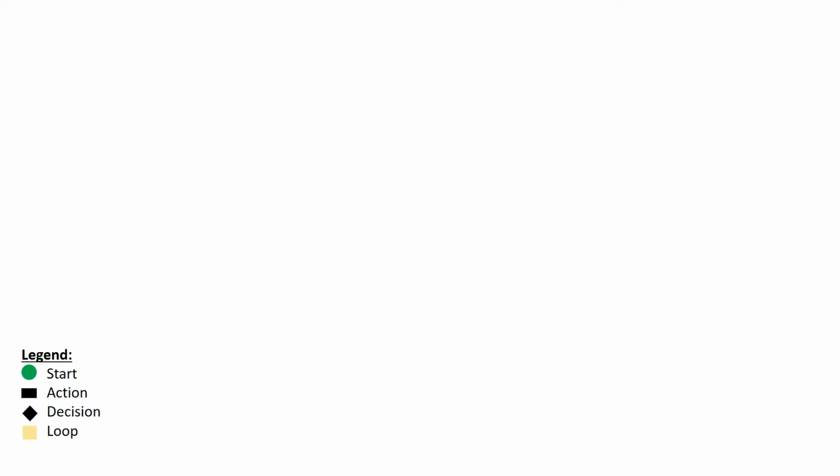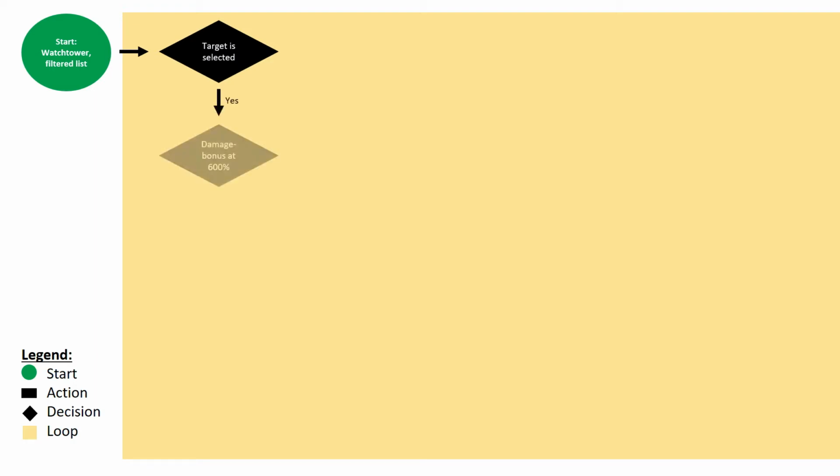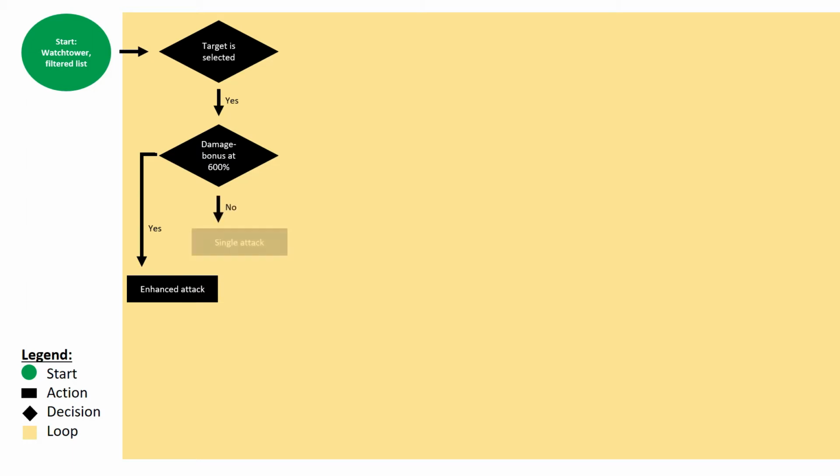It's a very large script, so first I want to show you what the script will do. We start from the watchtower and already have a filtered list in the beginning. Then we check if there is a target already selected. If so, then we simply check if the damage bonus is at 600%. This is the max bonus you can get while killing the Uber invader. If this is displayed, the enhanced attack will be clicked. If not, the script continues with the single attack.